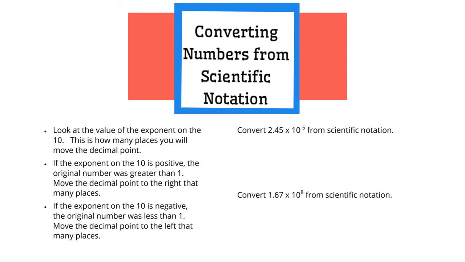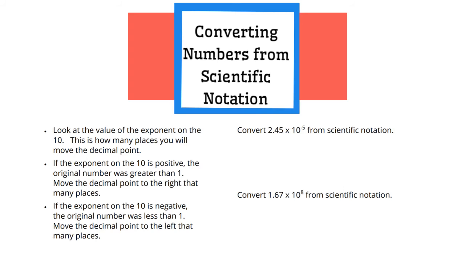Again, if you have a positive exponent, that means that you want a final number that's greater than 1. So you need to move your decimal point to the right to make it a greater number. If the exponent is negative, that means that you want a final number that is less than 1. So that means you need to move your decimal to the left to make our final number less than 1.